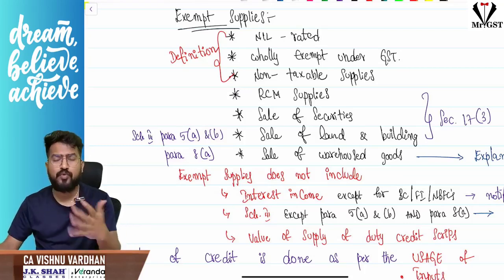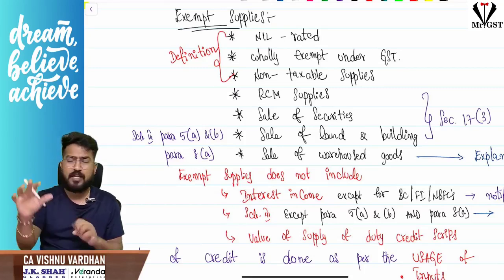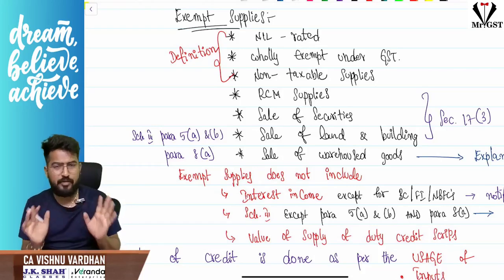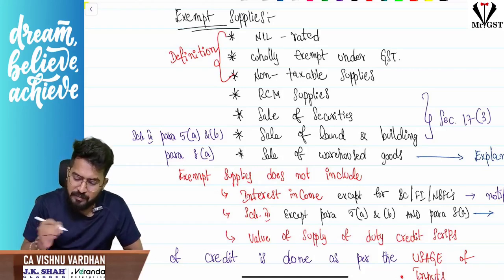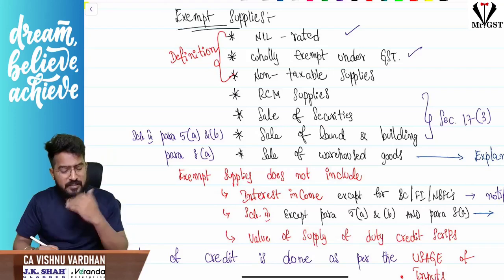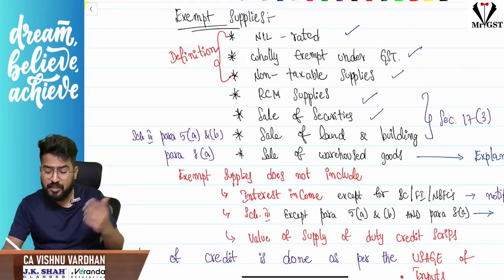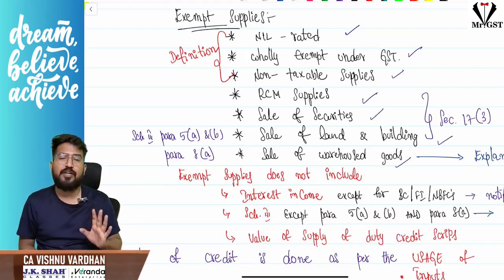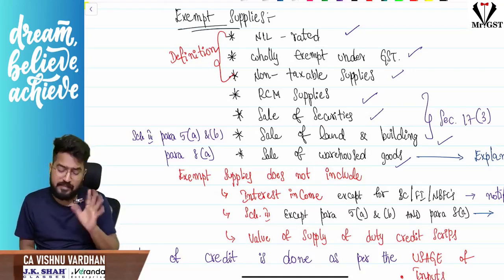See, before going to rule 42 and 43, we should understand the meaning of exempt supplies. Sir, I am buying something using it for both taxable supplies as well as exempt supplies. Then how to apportion the credit, rule 42, 43 talk about that. But what is important here is the meaning of exempt supply. Sir, nil rated supplies we call exempt supplies. Wholly exempt under GST also we call exempt supplies. Non-taxable supplies, RCM supplies, even sale of securities, land and building, and warehoused goods are treated as exempt supplies. We have seen in Schedule 3, if you remember.